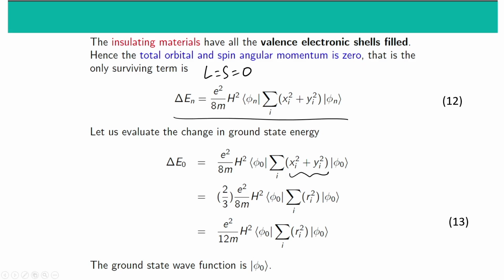And in an isotropic crystal, your x square plus y square plus z square is equal to r square. So, if x, y and z are treated on the same footing, then x square plus y square is really 2/3 of r square, and that is what is written. You see a factor of 2/3 coming out, and you have to calculate the coordinate square of the atoms which are involved in this calculation. So, this phi 0 is nothing but the ground state wave function.